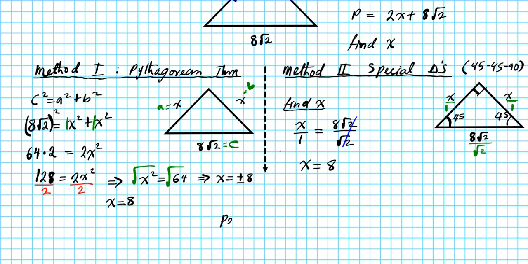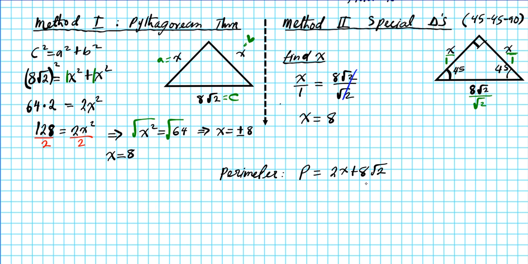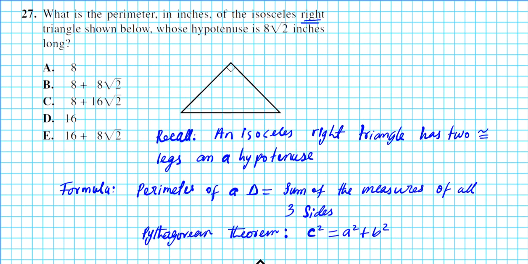So now the perimeter, we talked about this earlier, is 2x plus 8 root 2. So how do we proceed? We know that x is 8, so we substitute it here. So our perimeter is going to be 2 times 8 plus 8 root 2, which is 16 plus 8 root 2. And that's our perimeter. The answer for number 27 is option letter E.